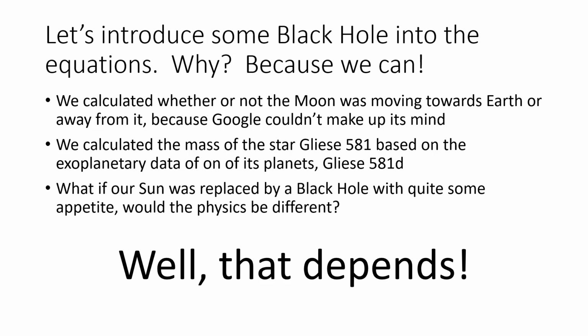So we did calculate whether or not the moon was moving towards Earth or away from it. That actually started all these videos because Google couldn't make up its mind. We calculated the mass of the star Gliese 581 based on the exoplanetary data of one of its planets known as Gliese 581d. And what if we replace our sun by a black hole? A black hole with quite some appetite. Would the physics be different?